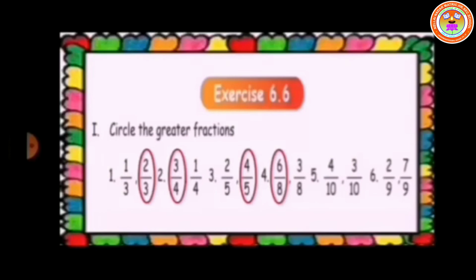Fifth one, 4 divided by 10, 3 divided by 10. Here the numerators are 4 and 3. 4 is greater, so we have to circle 4 by 10. The last one, 2 by 9, 7 divided by 9. Here the numerators are 2 and 7. Which one is greater? Yes, 7. So we have to circle 7 by 9.